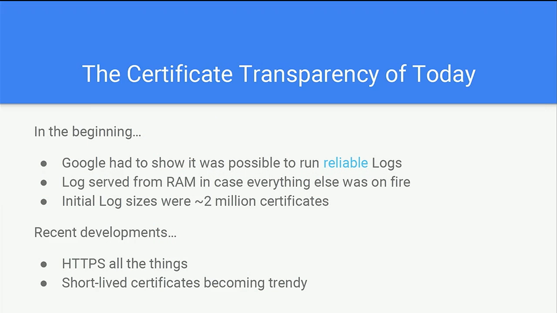So the whole Merkle tree was both stored in and served from RAM. Now, this was OK back when log sizes were somewhere around 2 million certificates. But now, when everything's beginning to shift over to HTTPS, and also with the increase in popularity of both free and short-lived certificates, log sizes are starting to increase to a point where keeping the whole Merkle tree in RAM is probably not going to be viable in the very near future.